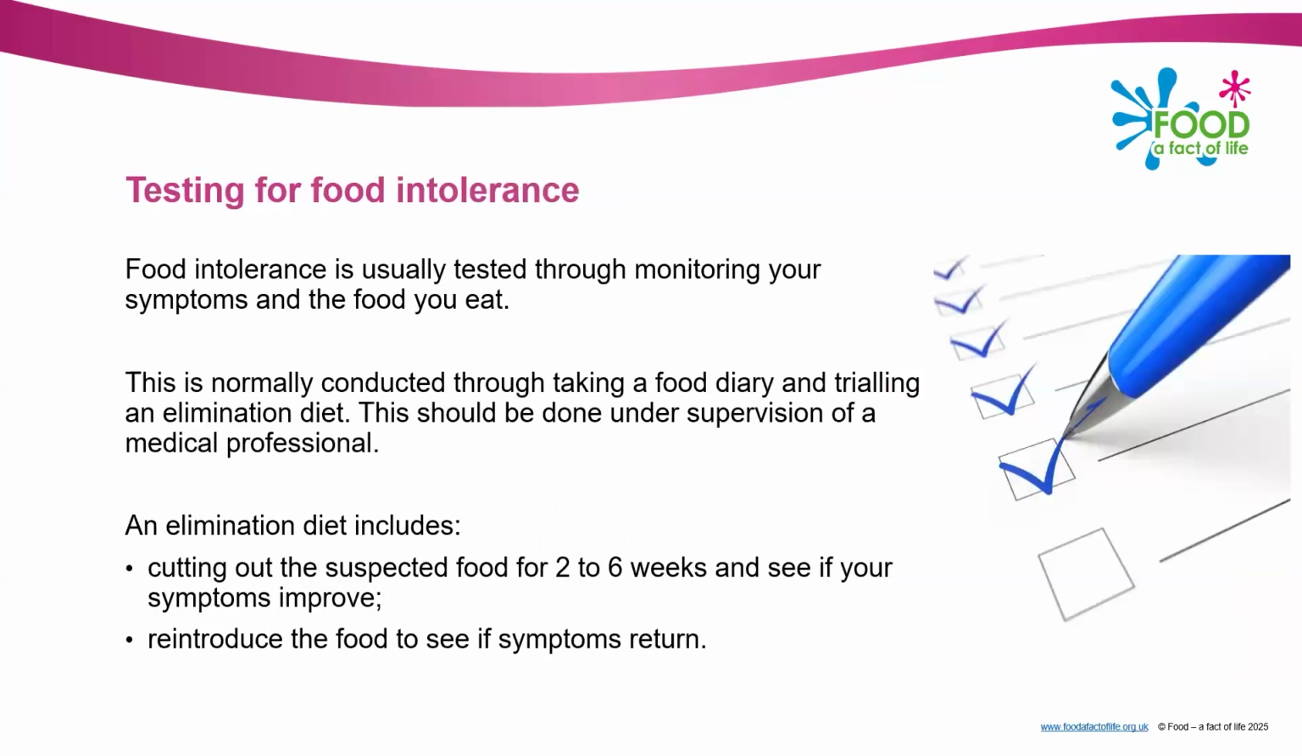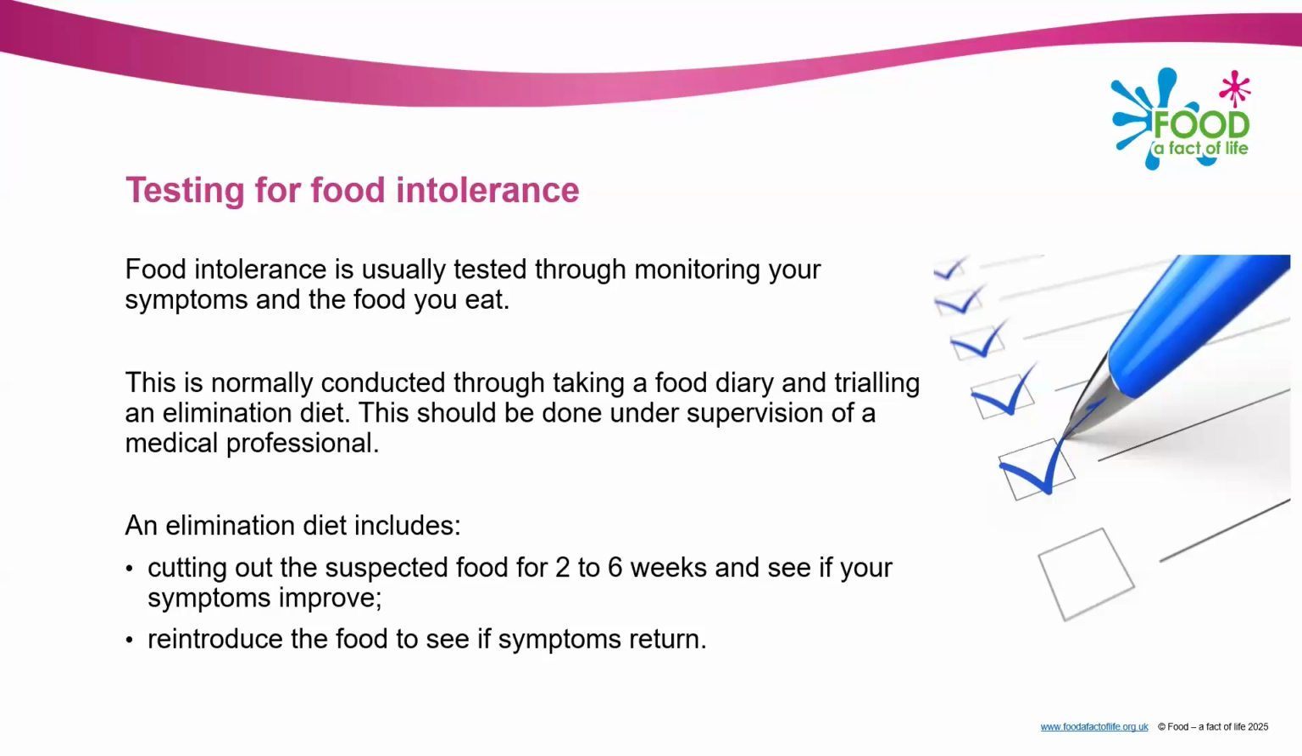So testing for food intolerance usually has to be done by eliminating foods. So typically people would do a food diary and log the types of foods that cause symptoms and the types of symptoms that you get. And then you'd cut out the food for 2 to 6 weeks to see if that causes an improvement, and then reintroduce it to see if the intolerance returns.